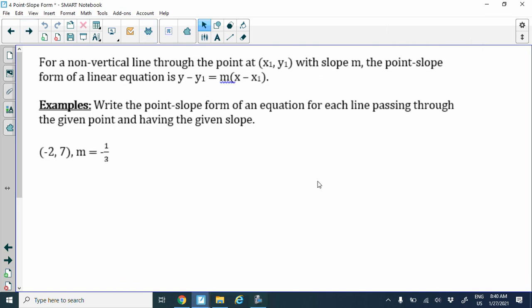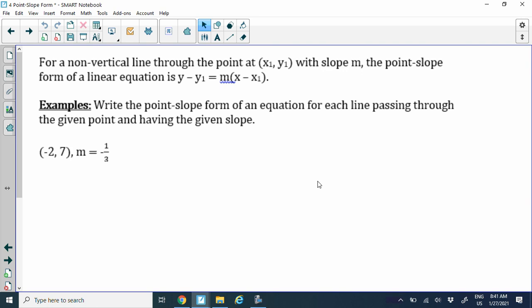Okay, so let's talk about what is point-slope form. So for a non-vertical, so remember, make sure when we have non-vertical, that means the slope is undefined. So we can either have a horizontal or a diagonal line. So if we have a non-vertical line through the point x sub 1, y sub 1, so that's a point on the graph, with slope m, the point-slope form of a linear equation is y minus y sub 1 equals m times x minus x sub 1.